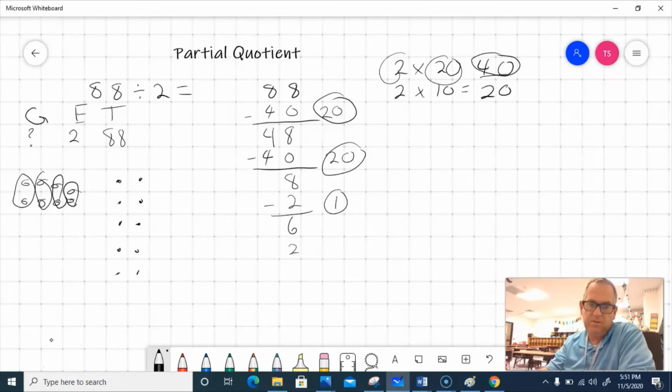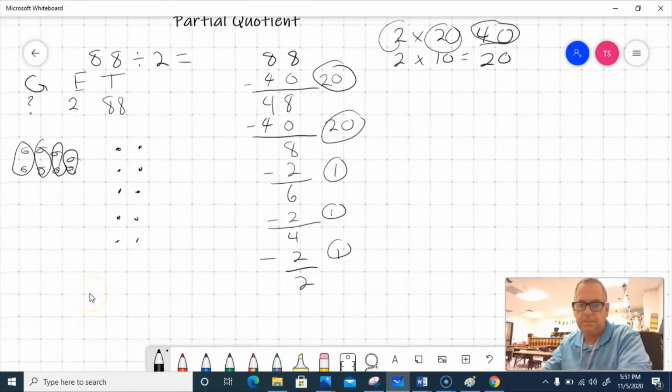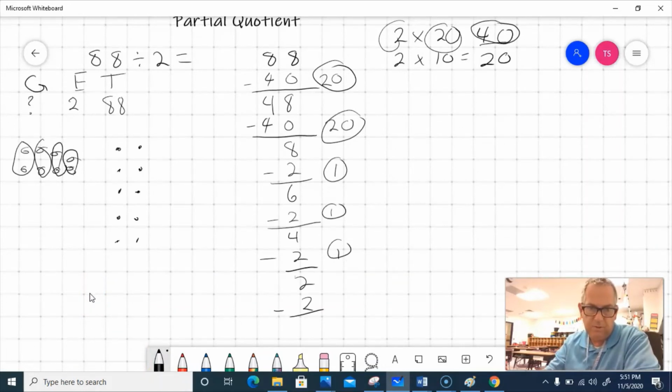6 minus 2 is 4. That's another group. I can subtract 2 again. 4 minus 2 is 2. That's another group. And let's go down here a little bit more. Now on my last, 2 minus 2 is one more group.